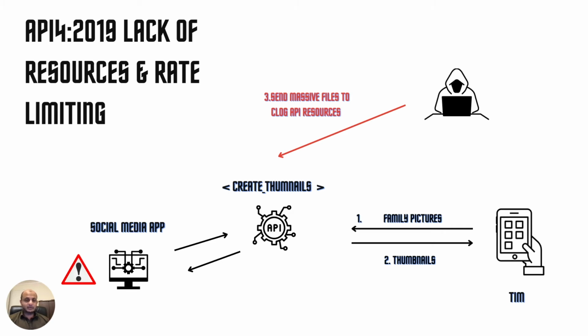And what does the attacker do? He looks at this and thinks, okay, this sounds interesting. I start sending like 1 terabyte of data. It's going to completely choke the network and the resources. It's going to cause a denial of service on the social media app.